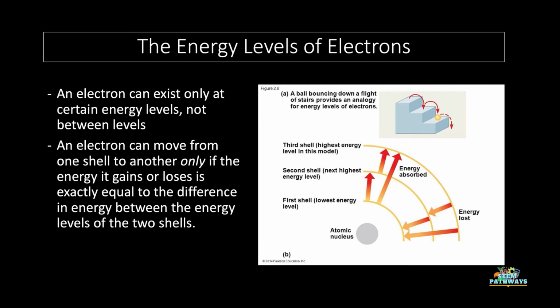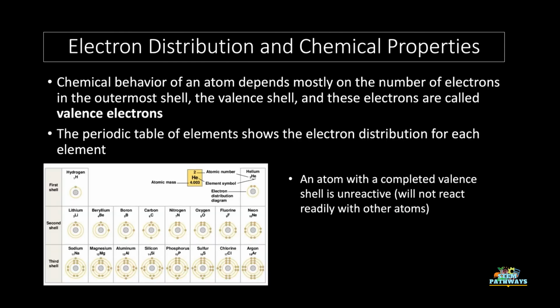An electron can move from one shell to another only by absorbing or losing an amount of energy equal to the difference in energy between the energy levels of the two shells. So, as we can see in the image, when an electron absorbs energy, it moves to a shell farther out from the nucleus, and when an electron loses energy, it falls back to a shell closer to the nucleus. Many times this energy presents itself in the form of heat, so heat would be needed to move the electron to an outer shell, or heat would be given off into the environment when an electron moves to an inner shell. Now that we've discussed electron shells briefly, we can continue our discussion with electron distribution and chemical properties.